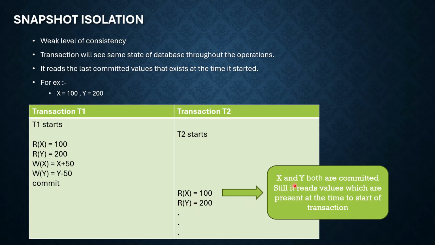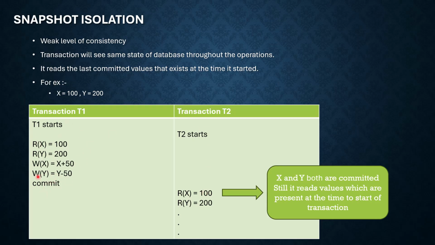Here I have explained also that X and Y are both uncommitted, still it reads the values which are present at the time the transaction started. So at the start of the transaction, it has already taken the snapshot which contains the values 100 and 200. So it will simply read 100 and 200 here. Okay. So while reading, it takes the snapshot, then it does the changes in its local variables.